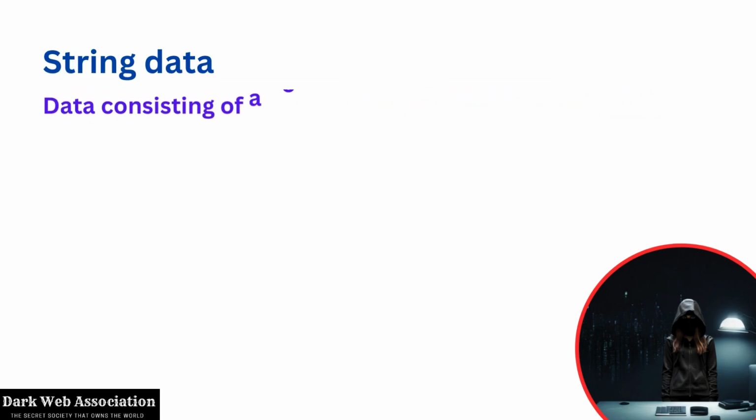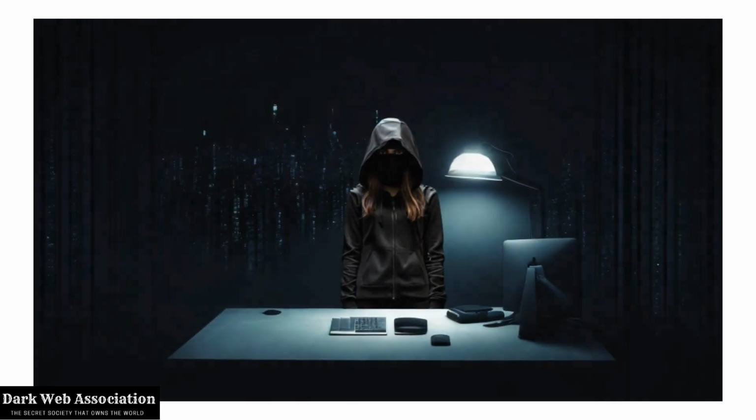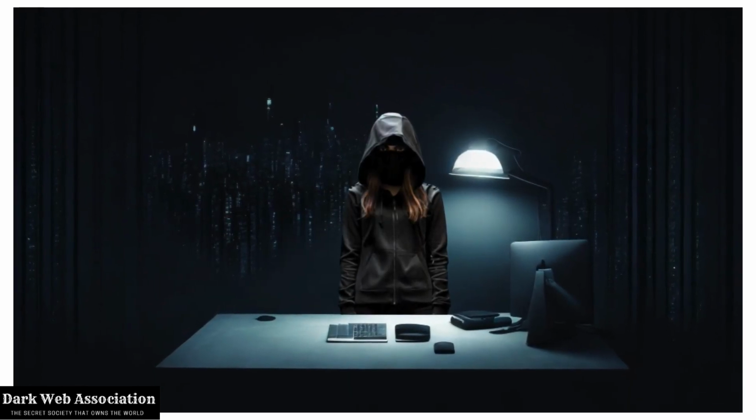String data is data consisting of an ordered sequence of characters. In our example, we'll just have it output the string of hello. So, as input, we'll type echo hello into the shell. Later, when we press enter, we'll get the output. But before we do that, let's first discuss the concept of output in more detail.